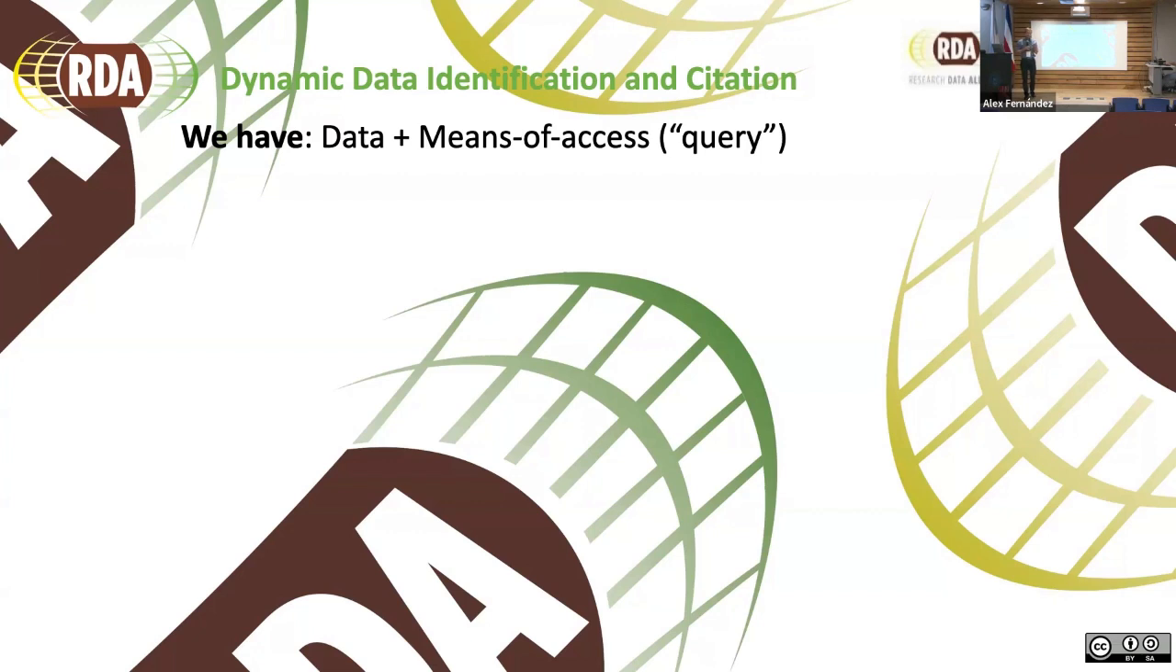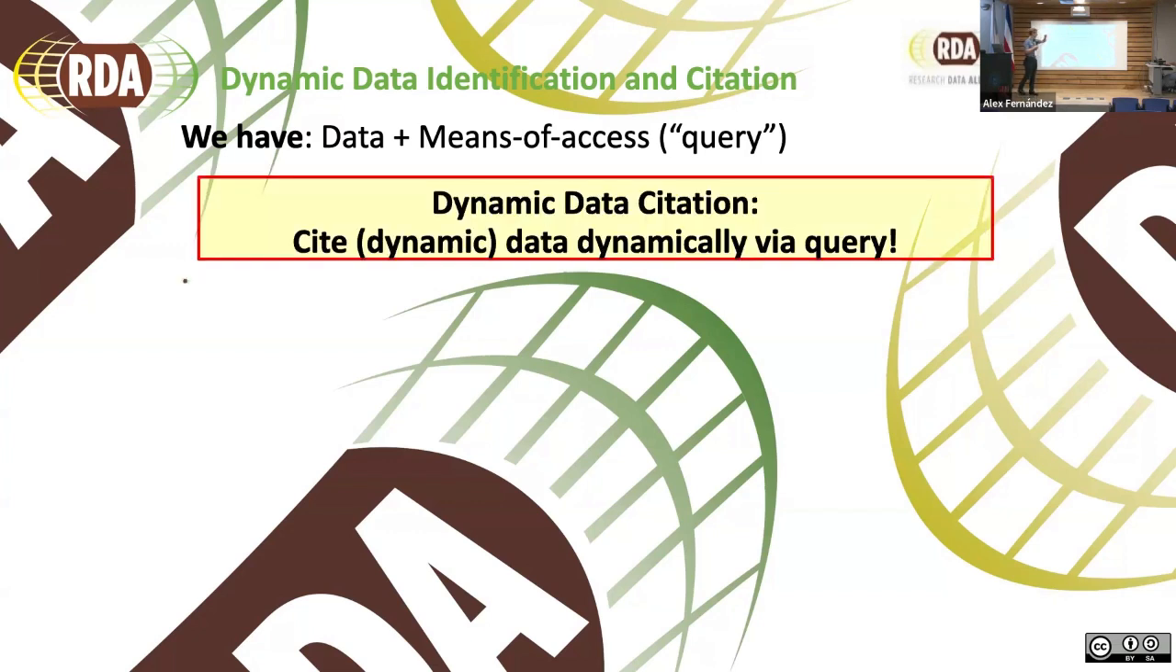So whatever means of accessing the data, let's call that a query for the time being. A query language can be Python code, can be SQL, SPARQL, anything that you want. So we have data and we have query. What we want to make is we want to make this dynamically evolving data precisely identifiable and citable. And we do that via the queries.